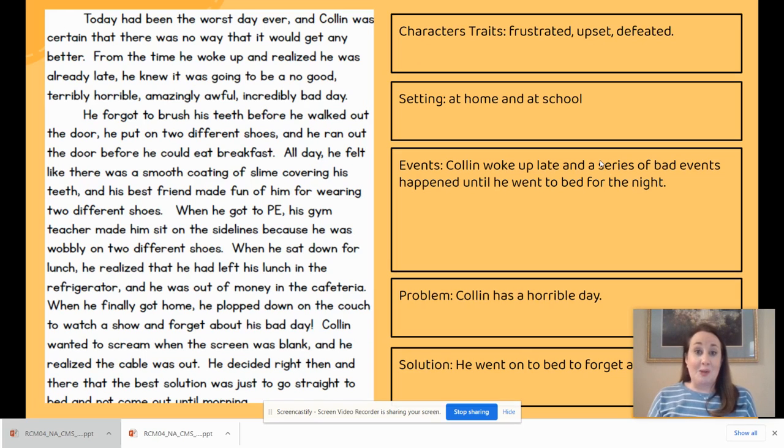So today we learned about characters, character traits, the setting, the plot or the events, and the problem and solution. So next time you read your story, be sure to look for those elements and find them, and they will help you understand what you're reading.